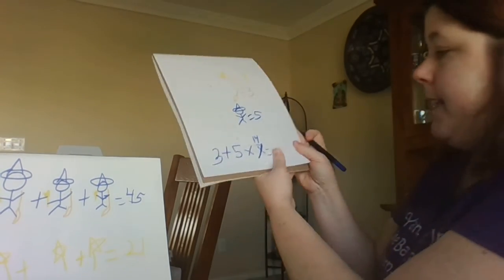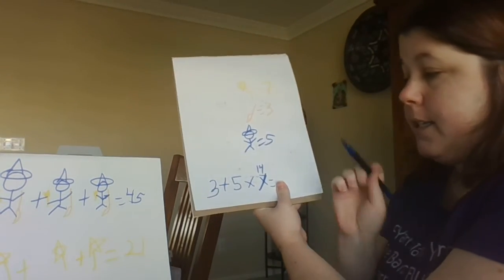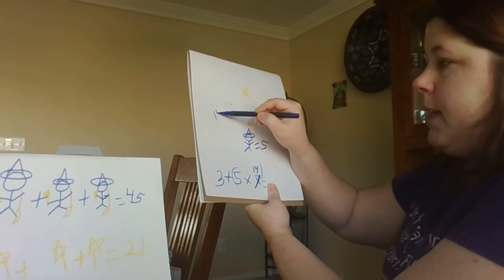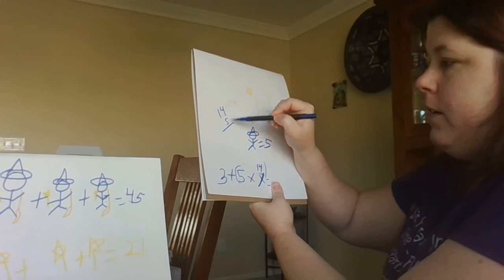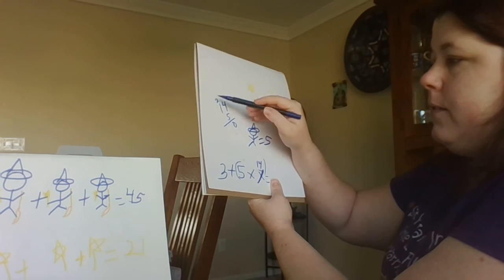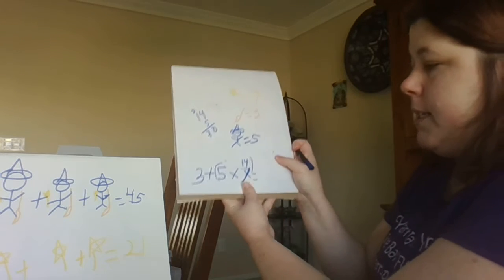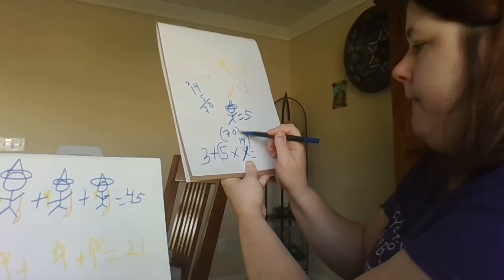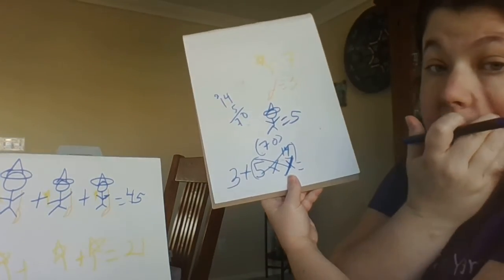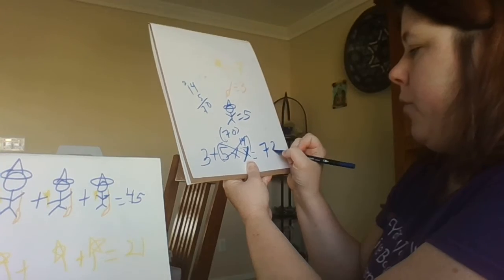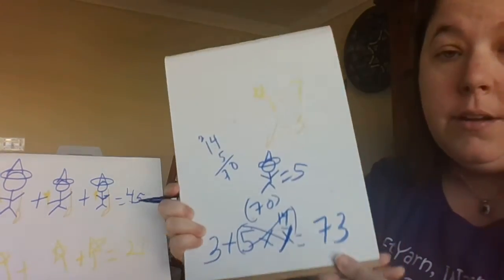All right, so let's stack these up because the order of operations tells us that we're going to multiply first. So 14 times 5, 4 times 5 is 20. 70. So this is 70. And now we can add the 3. So 3 plus 70 is 73. And that was our answer.